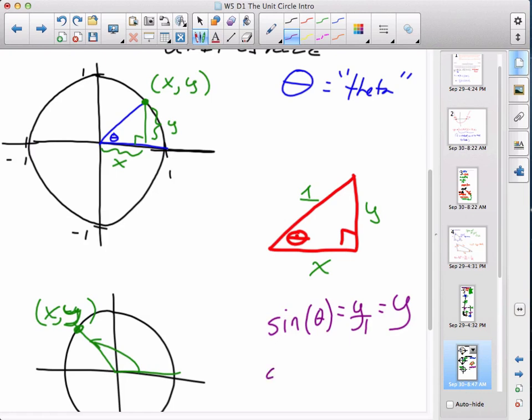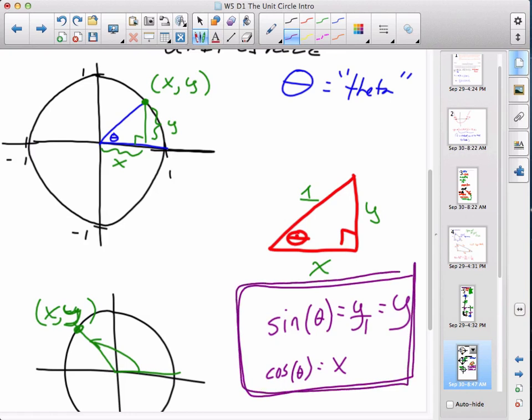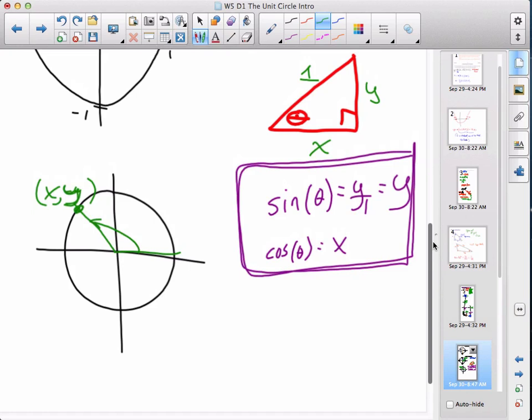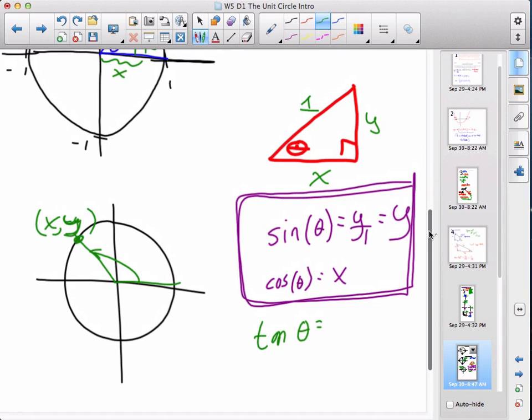What about the cosine of theta? What would that be? Right, because cosine is adjacent over hypotenuse, so that would just be x over 1, or just x. Huge. Okay. What would the tangent be? Yeah, why stop here? The tangent of theta would be, well, opposite y over adjacent x. Interesting.